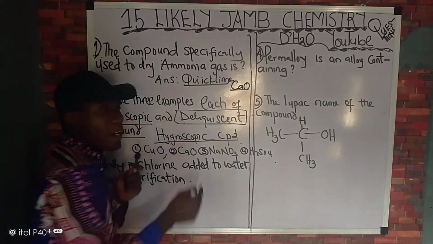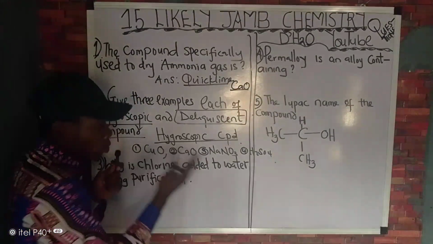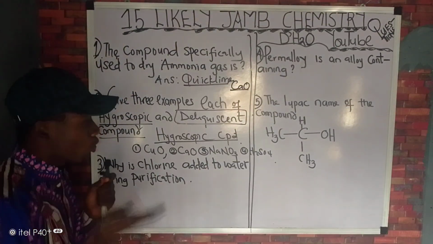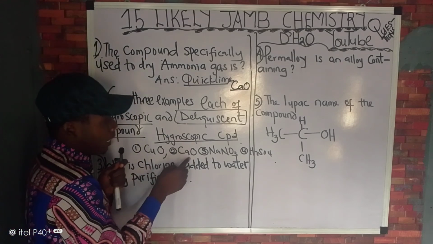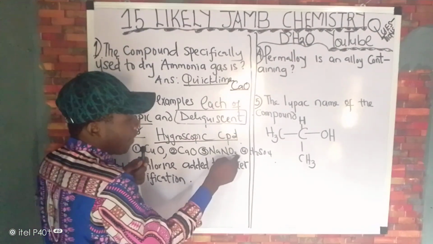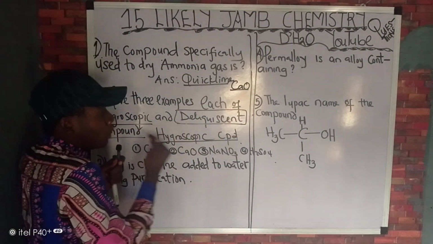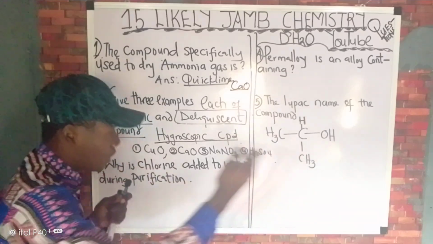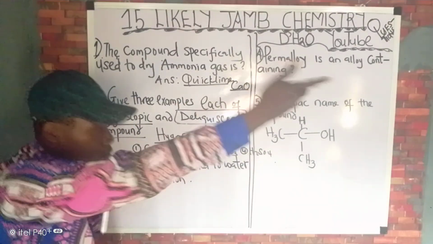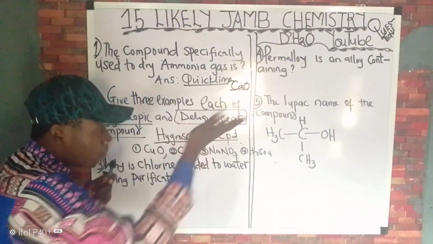The deliquescent compounds are more reactive than hygroscopic compounds. Okay, so take note of this. I said copper 2 oxide, calcium oxide, sodium trioxonitrate 5, and H2SO4 are examples of hygroscopic compound. So when you see a question like which of these are not deliquescent or which of these are not hygroscopic, you should be able to give them reasonable examples.